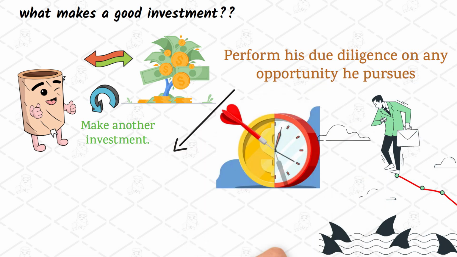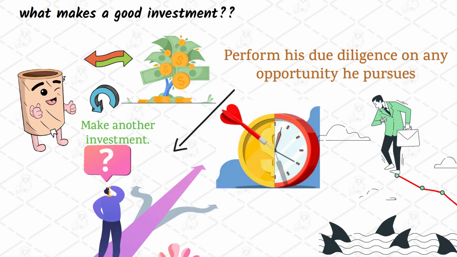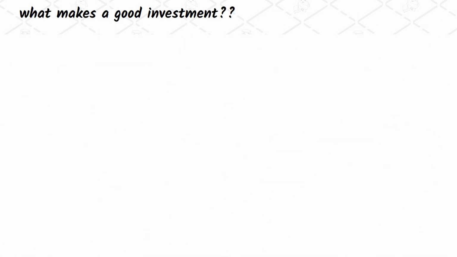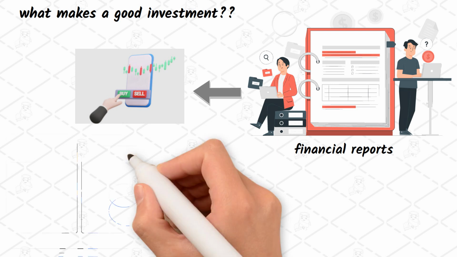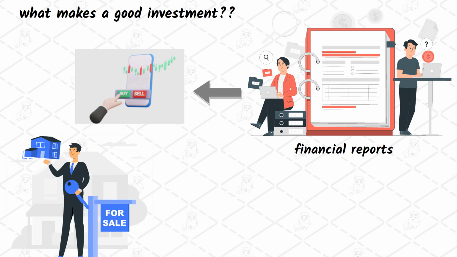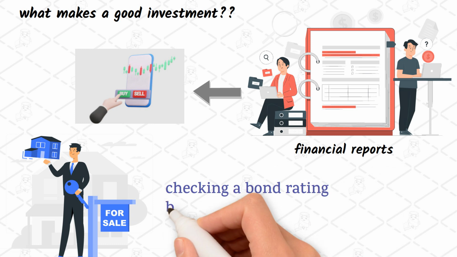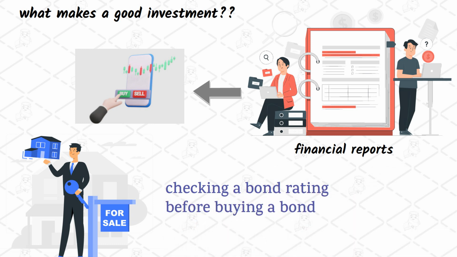Due diligence is the first step to making good investment decisions. Checking a company's financial reports before buying their stock, looking into the title and background of a real estate property before purchasing it, and checking a corporation's bond rating before buying a bond are all examples of good due diligence.